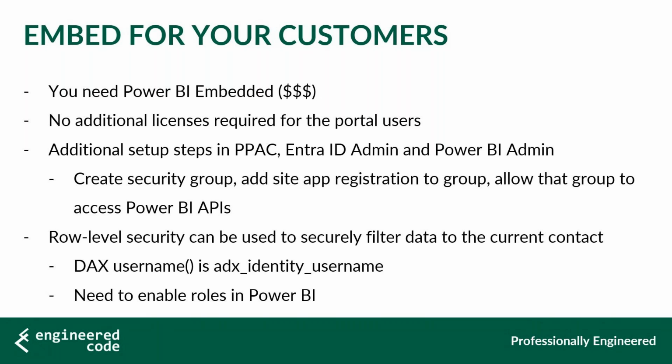The way that you do that is you create a security group in Entra ID. You add the application user, the app registration that Power Pages runs under, and you can refer to its application ID to gather that. You add that user to that security group, and then you add that security group to the list of users or groups that are able to access the Power BI APIs. And we'll look at that here in a second.